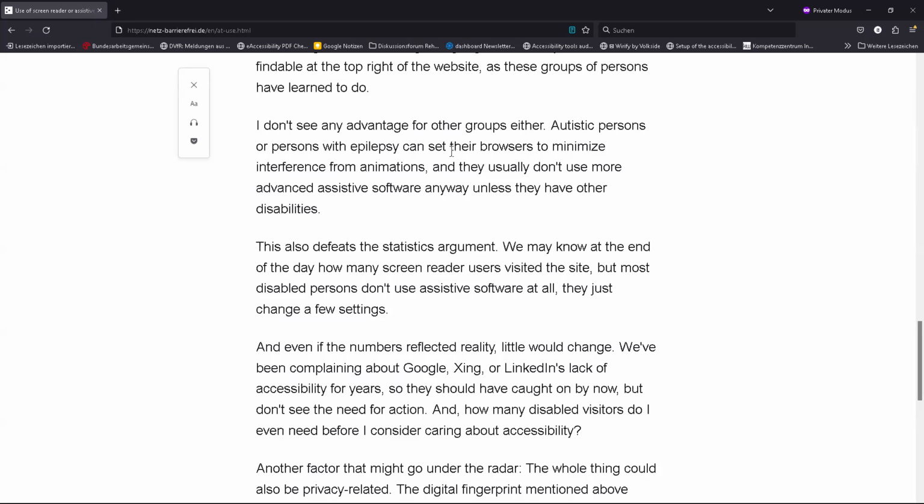That means that the count of people who use assistive technology will show that only a few people use real assistive technologies like speech input, screen magnification, or screen readers, and most people don't use any assistive technologies. That means that the amount in the statistics is very low, and nobody will be convinced to make a website accessible for, let's say, 1% of the users.